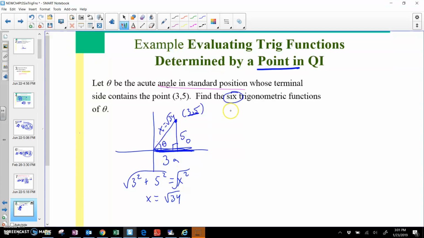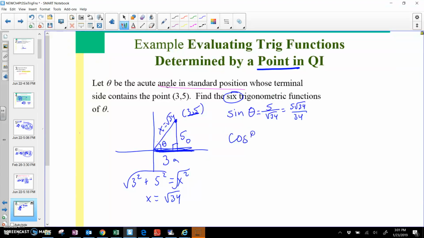Now I go through and find the 6 trig functions. I always find sine, cosine, and tangent first, and then take the reciprocals. So sine of theta is opposite over hypotenuse. So I start with 5 over root 34. I don't like the root 34 in the denominator. When I multiply the top and bottom by it, I get 5 root 34 over 34. Again, if you give decimal answers, that is just fine as well.